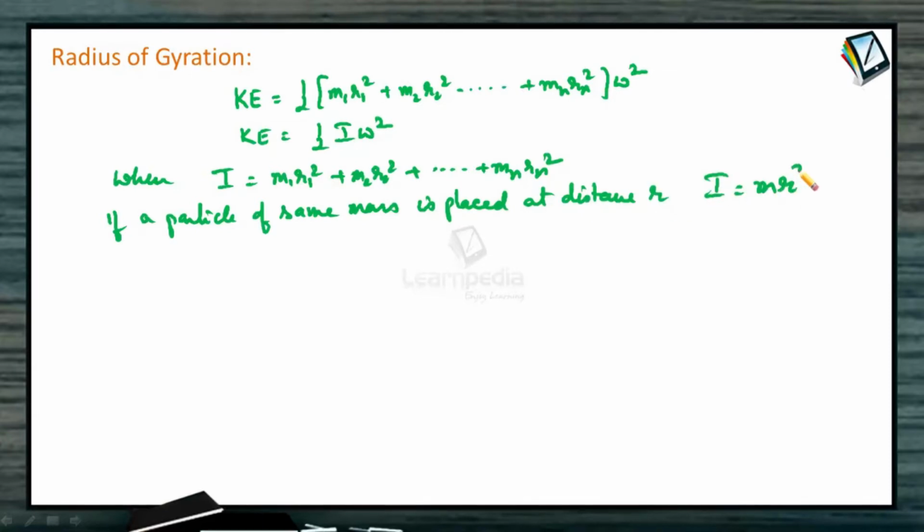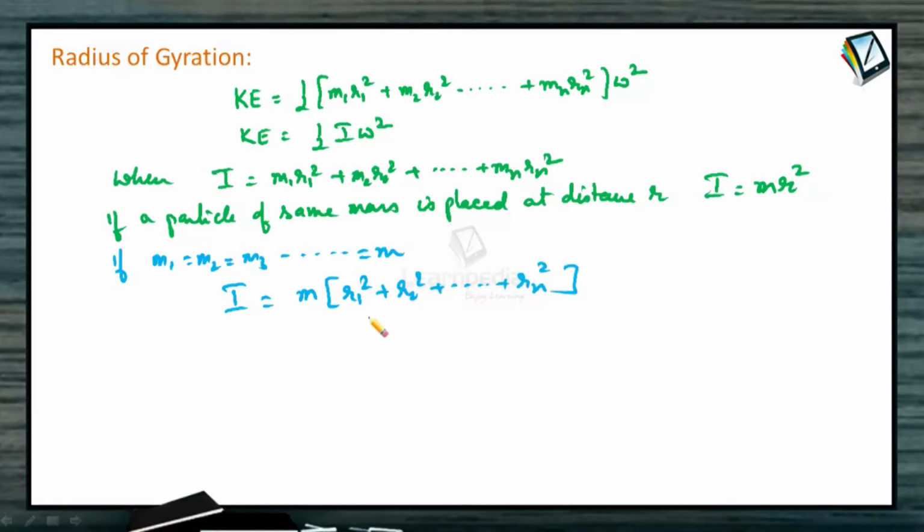This formula, if all masses are the same, if m1 is equal to m2 is equal to m3 and so on, equal to m, then moment of inertia we can write as m into r1 square plus r2 square, so on and so forth, rn square. This r1 square plus r2 square, so on and so forth, rn square in the bracket, we can replace with an alphabet called capital K square. So I is equal to m k square, where k is called the radius of gyration.